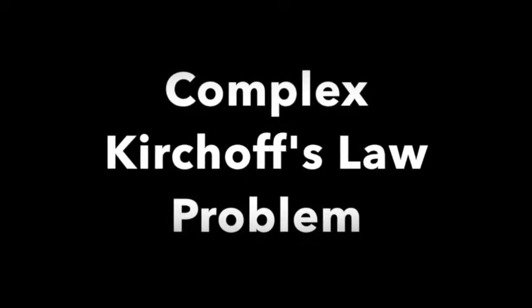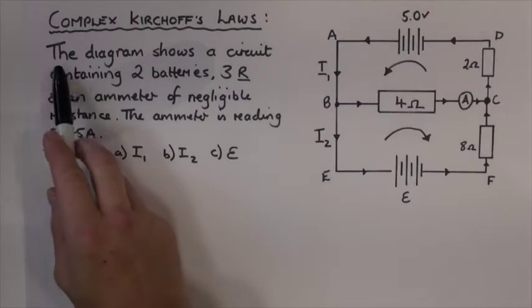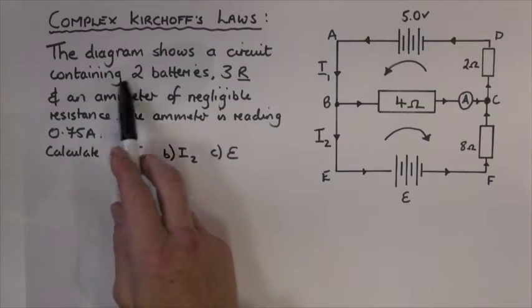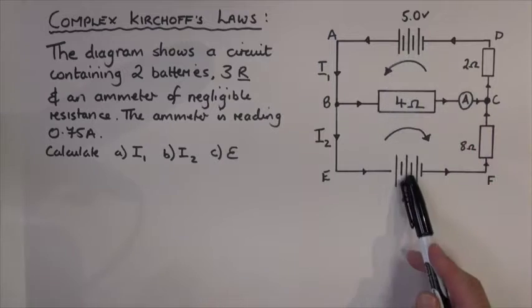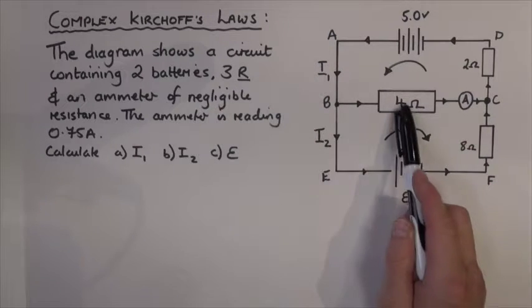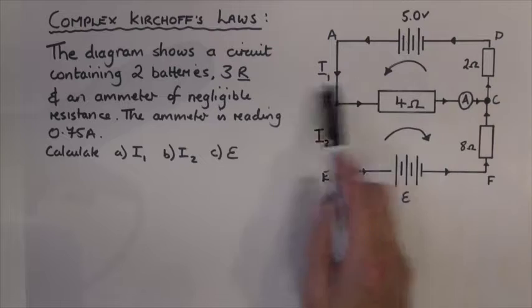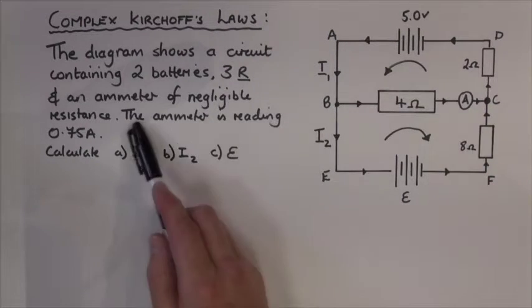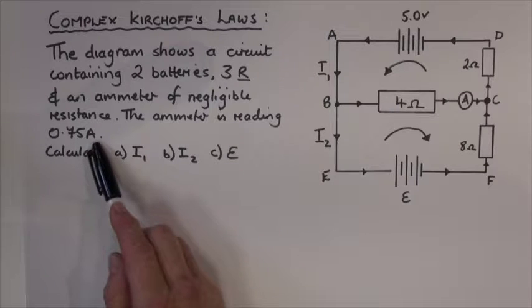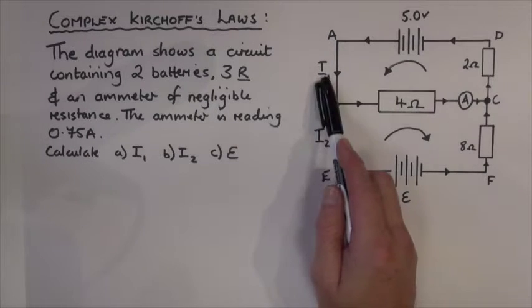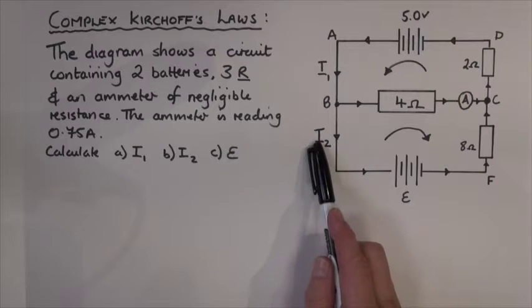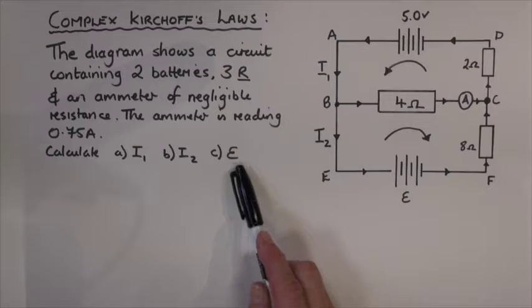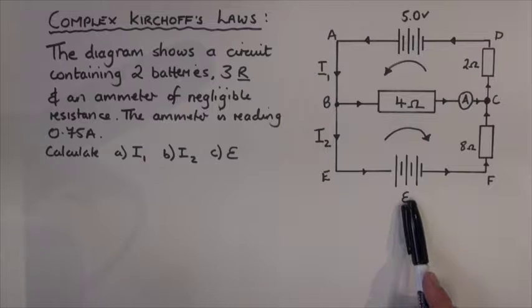In this video, we're going to work through a complex Kirchhoff's law problem. Here we have a diagram that shows a circuit containing two batteries, a 5-volt one there and epsilon here, three resistors, a 4 ohm, an 8 ohm and a 2 ohm, and an ammeter which has negligible resistance, which is sitting here, and the ammeter is reading 0.75 amps. We're going to calculate the current I1, the current I2, and work out what the EMF voltage is across the second battery. Okay, so let's look at the solution for I1.